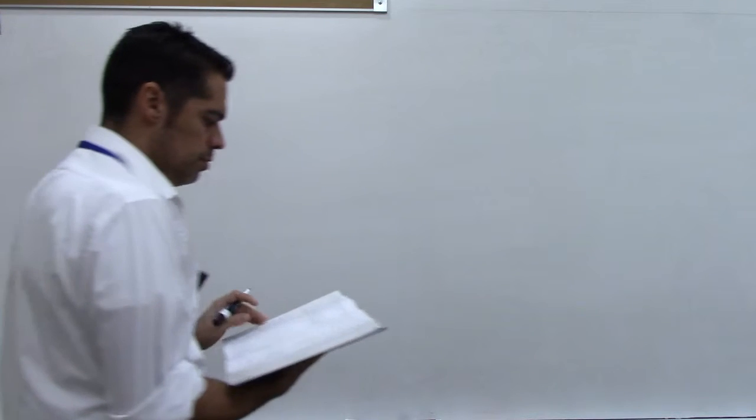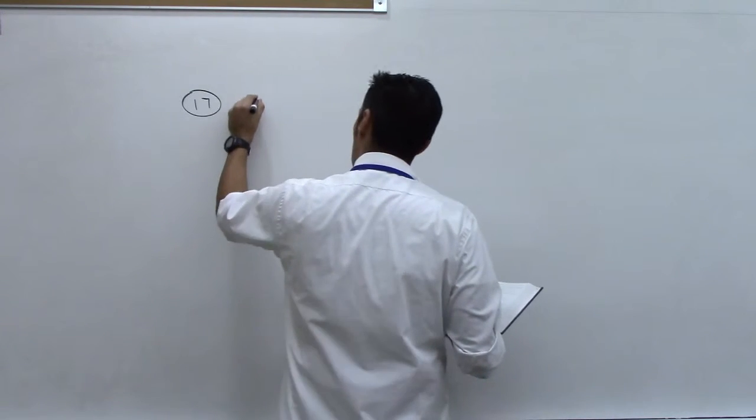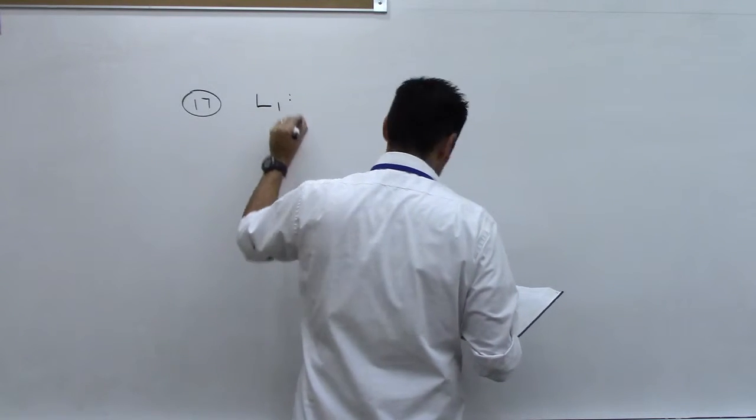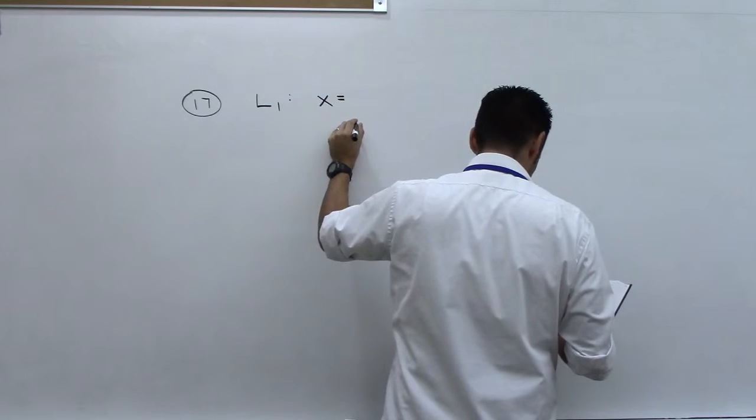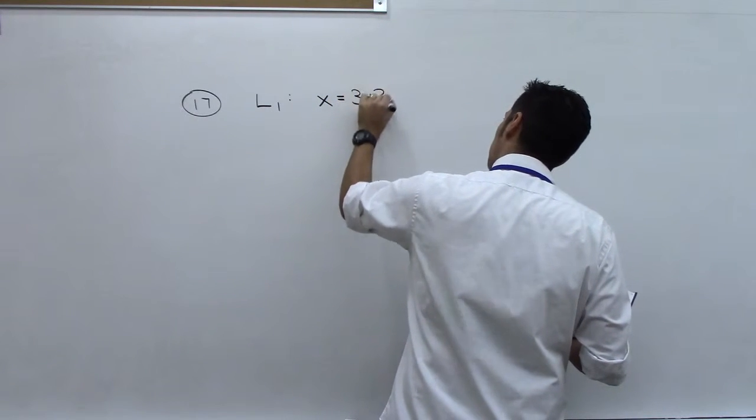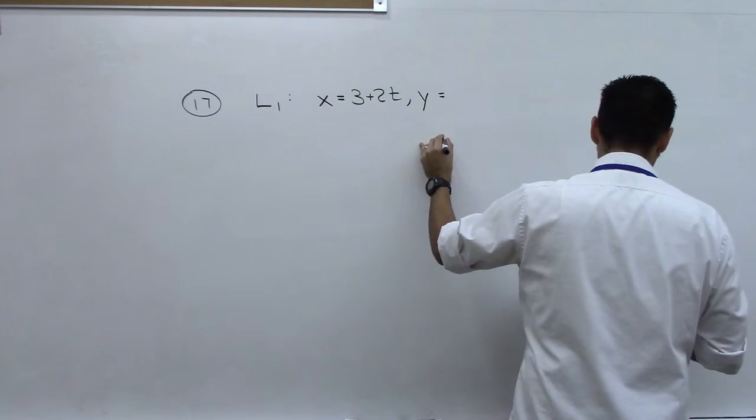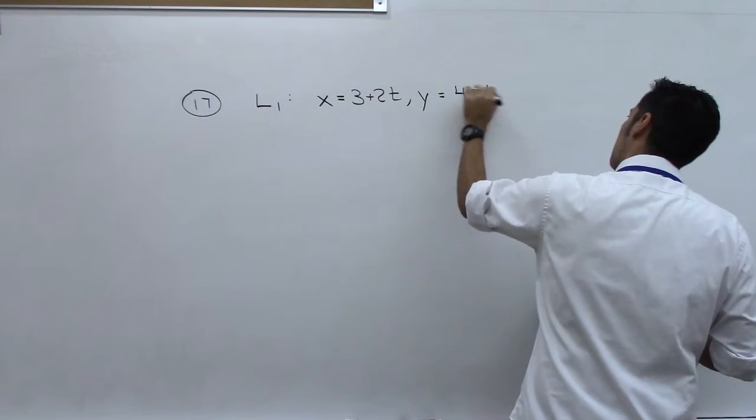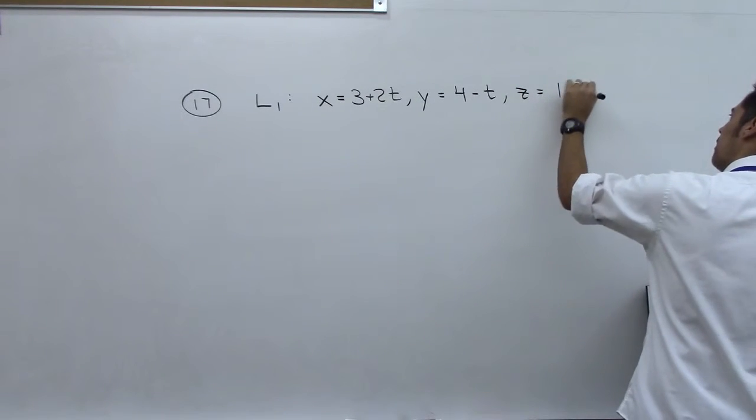Determine whether the lines L1 and L2 are parallel, skew, or intersecting. So we have two lines. L1 is given by the parametric equations x equals 3 plus 2t, y is equal to 4 minus t, z is equal to 1 plus 3t.